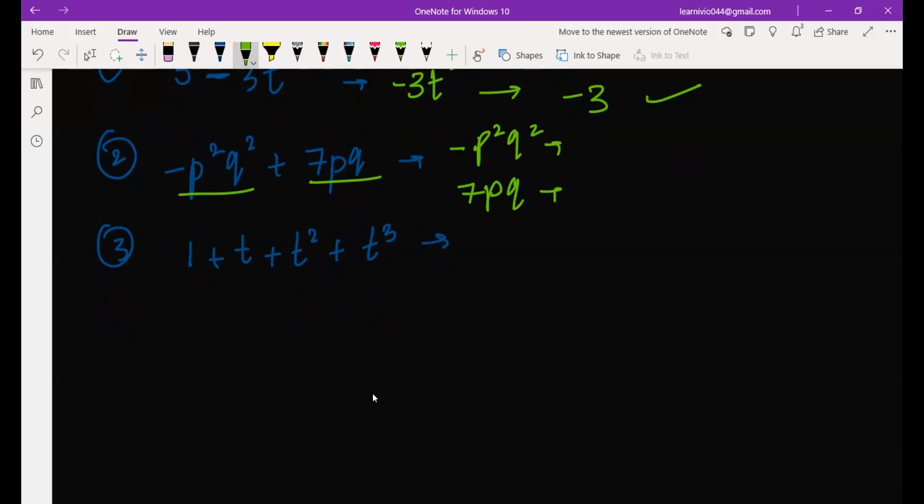Now what is the coefficient of p square q square? 7. Is 7 written with p square q square, Razan? Oh, no. Razan, please think carefully. What is the number written with p square q square? 2. No, 2 is the power. With pq you have a number which is 7, so 7 is the coefficient. What is the number with p square q square? Minus 1.